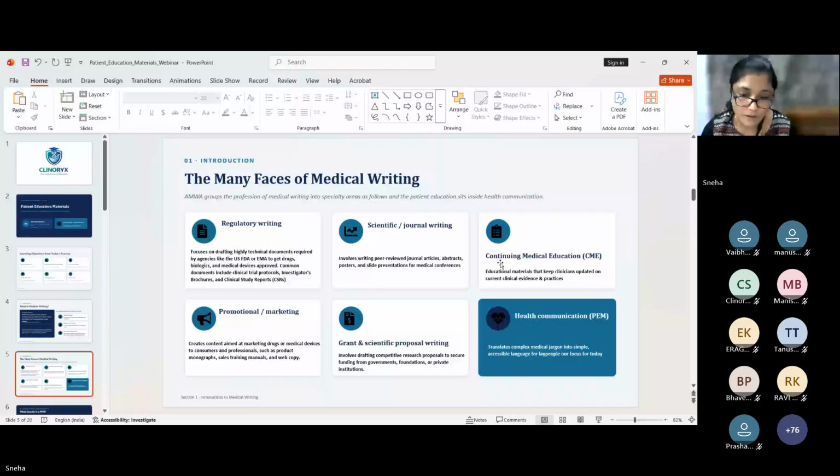Whatever complex information we have, we always try to make it accessible to the people in a language that they understand and can relate to. For example, if a person is detected with type 2 diabetes mellitus, that person is very anxious, because this is the first time he has been detected with it.